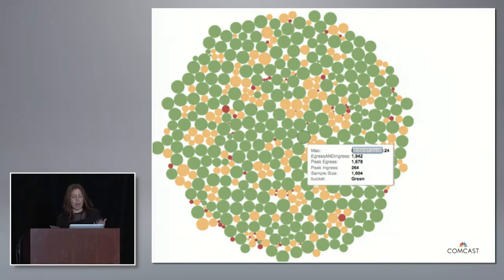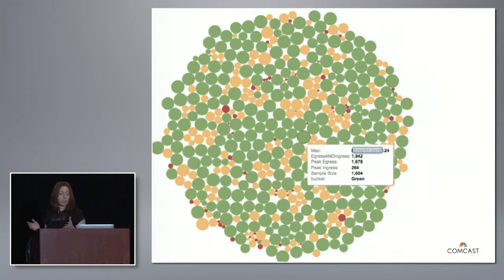So I can get an AP MAC, and I can get the peak ingress and egress, and I can get the amount of sessions that I saw, or the amount of times I saw action over the course of the week. So over 1,600 times, and I'm seeing 1,676 meg download and 264 meg upload.